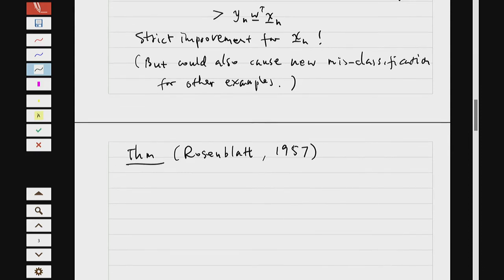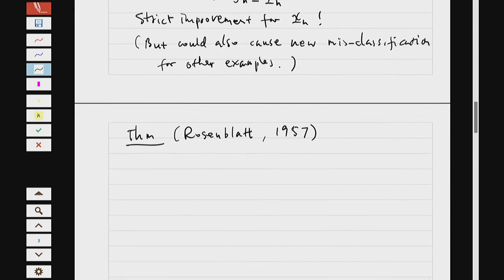Rosenblatt showed in a paper published in 1957 that, given a linearly separable data set, the perceptron learning algorithm converges in a finite number of steps, yielding an error of 0. It correctly classifies everything.